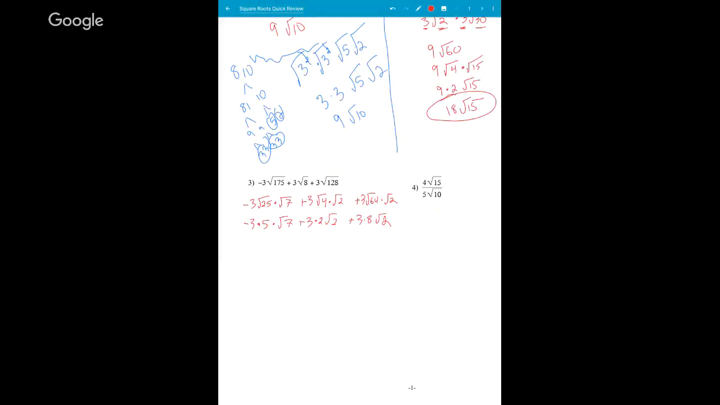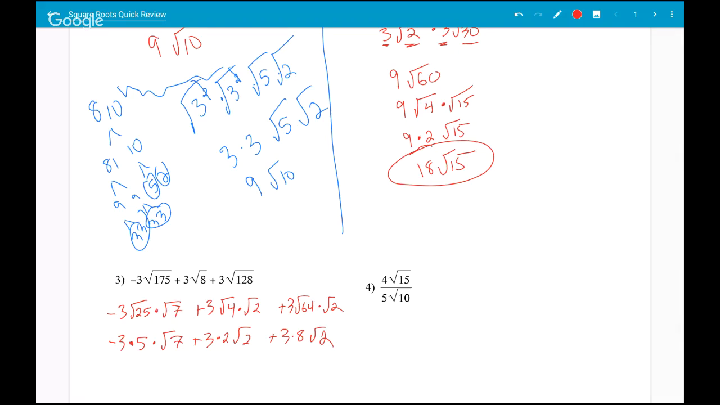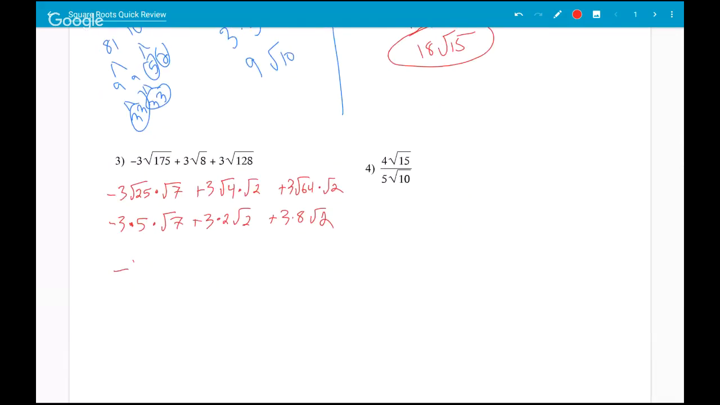I'm going to do the multiplication now. So I get -15 root 7, 6 root 2, 24 root 2. And at this point, I'm just looking to see where my like terms are. So 6 root 2 and 24 root 2, those are the only ones I'm allowed to add together because they have the same number under the root. 6 and 24 add to 30, I get 30 root 2. And that's it. That's our final answer.